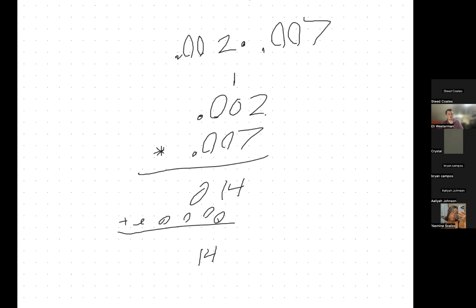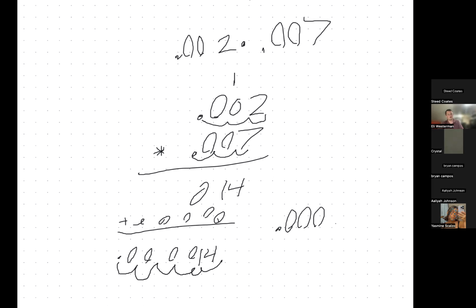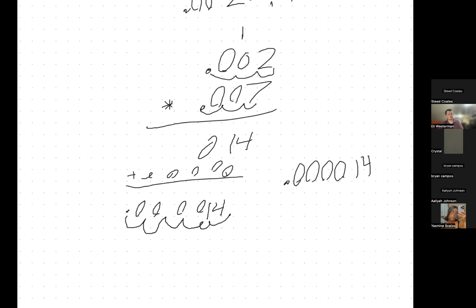Now I have 1, 2, 3, 4, 5, 6. So I go 1, 2, 3, 4, 5, 6. So I end up with 4 zeros. So my answer is 0.0000014. Now this is actually a good opportunity to do scientific notation. I can do a 1, 2, 3, 4, 5, and I can say 1.4 times 10 to the negative 5. So that's why it's important to get it lined up and then count your zeros correctly.